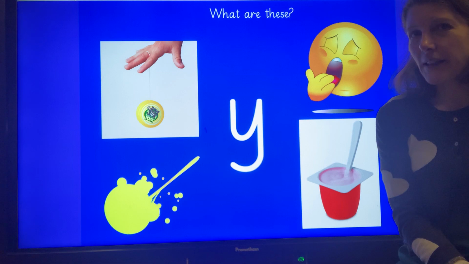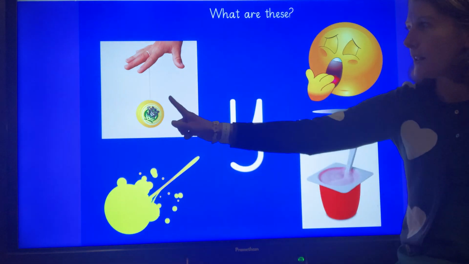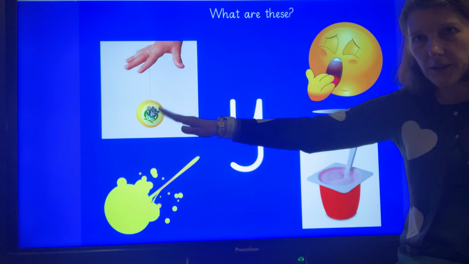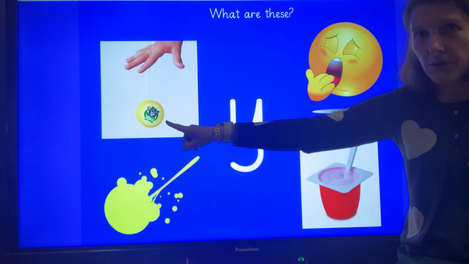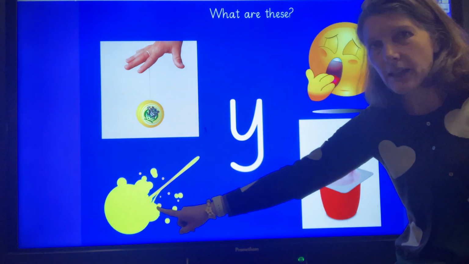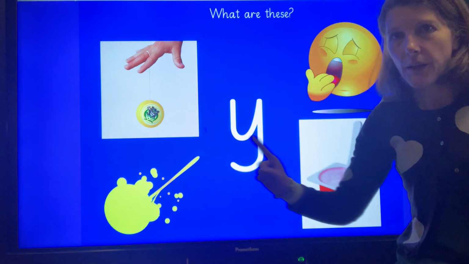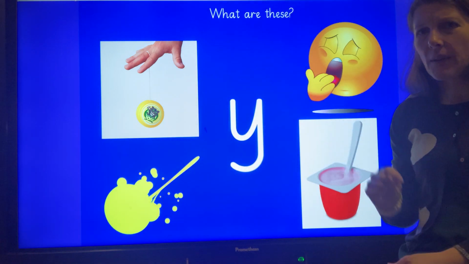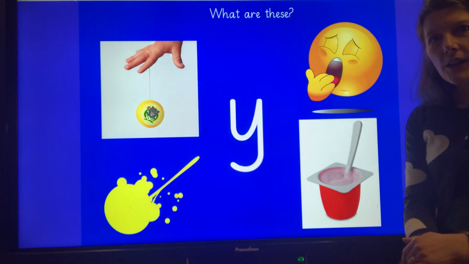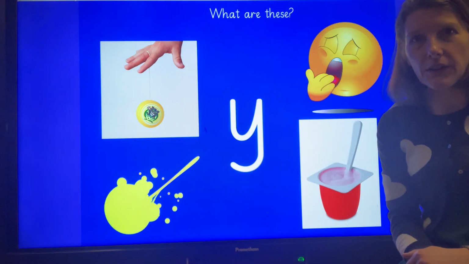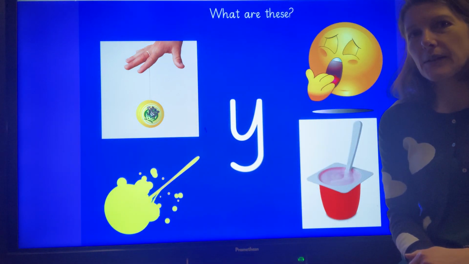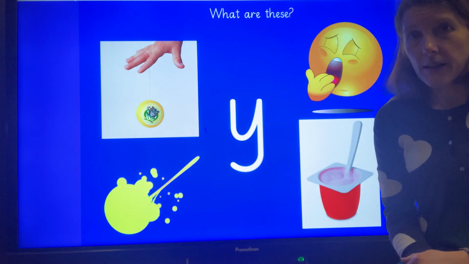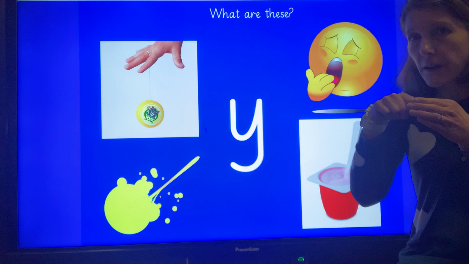Okay, so we've had a look. We have got a yo-yo. Has anybody got one of those? It's like a piece of plastic that goes up and down. Pretty good fun. We have got yellow. We have got a yawn. And we have got some yogurt. And I know we've got a lot of yogurt lovers in our school. If you think of any others, please do let me know, because there's lots of great things that start with y.